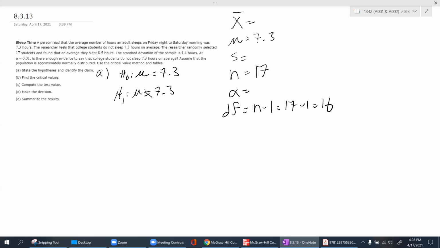And found that the average they slept was 8.5. That is my focus point. My mean. The standard deviation, not of the population, of the sample, is 1.4. At alpha equals 0.01, is there enough evidence to say that the college students did not sleep 7.3 hours on average?